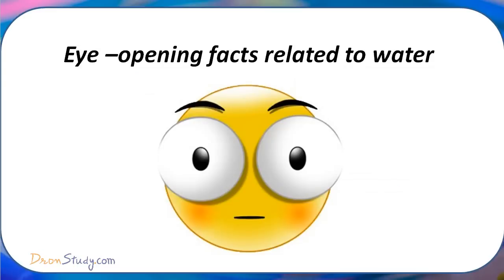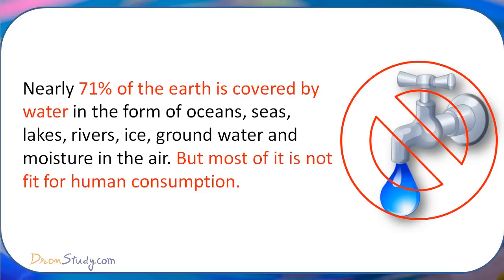Now, before going any further, let's discuss some eye-opening and amazing facts related to water which will keep you shocked. First one is, nearly 71% of the earth is covered by water in the form of oceans, seas, rivers, ice, groundwater and moisture. Now question arises, अगर इतना पानी है, then what is the need of water conservation? Then read the second half of this fact. But most of it is not fit for human consumption. We cannot consume this water.